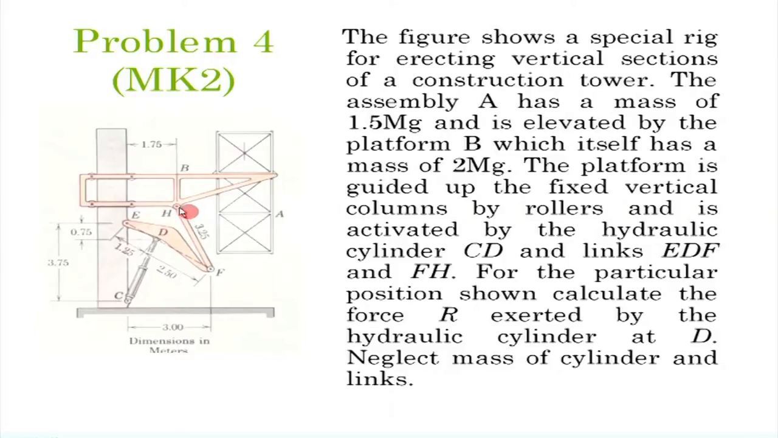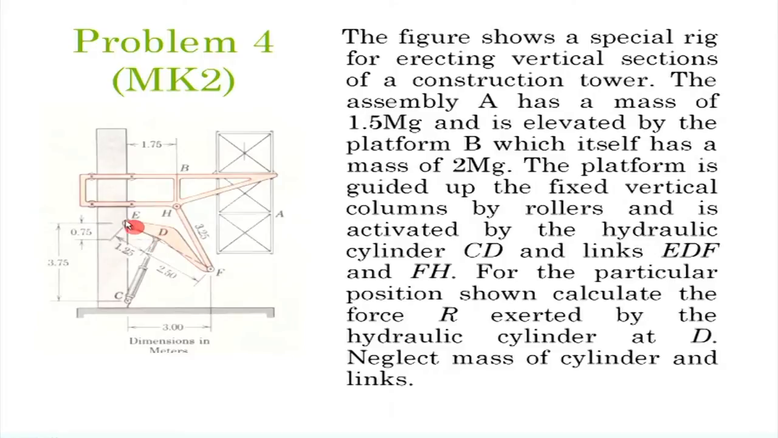What is this mechanism? We have a two force member HF. Why is it a two force member? Because the forces are acting only at point H and only at point F. So it's a two force member, and the force acts along HF. This two force member hoists this up. And how does it transmit its force? This two force member is connected to another member EDF at joint E.